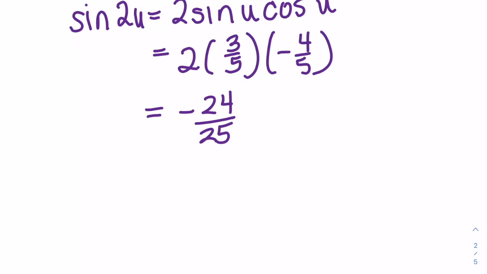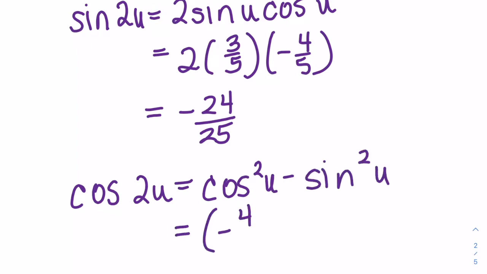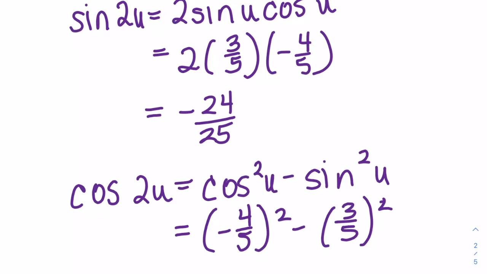To find the cosine, you have a couple choices. You can use any of those 3 formulas. So I'll just use cosine squared minus sine squared. We know that the cosine again was -4/5. The sine was 3/5. We square those and find the difference. We'll have 7 over 25.